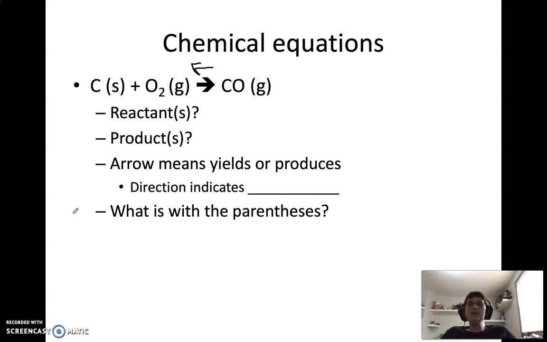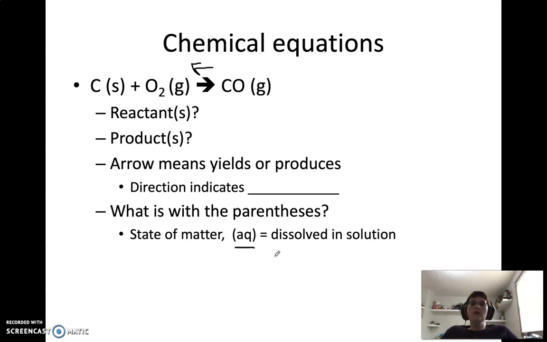So what's with the parentheses? Like I said, state of matter. There's the other one. I knew it was here somewhere. So if you see AQ, that means that the material is dissolved in a solution. Like you might find sodium dissolved in solution. So you may see Na+ (aq). What that means is that the sodium is in, for example, water. So the sodium is there, it's just dissolved. So that's what AQ means.